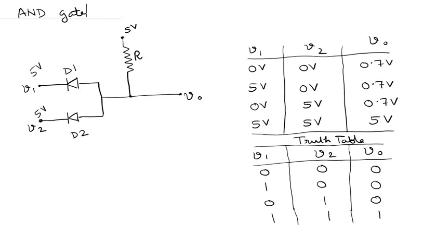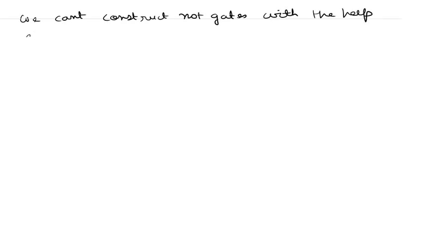So this is how you construct an OR logic gate and an AND logic gate. And unfortunately, you cannot construct a NOT gate with the help of diodes. So let me document it here. We can't construct NOT gates with the help of diodes. To construct NOT gates, we need something known as transistors. The next topic that we will be studying is transistors, and you can construct NOT gates, NAND gates, and these kinds of gates with the help of transistors. But diodes can give you only AND logic and OR logic gates.